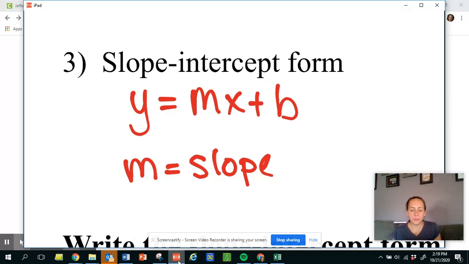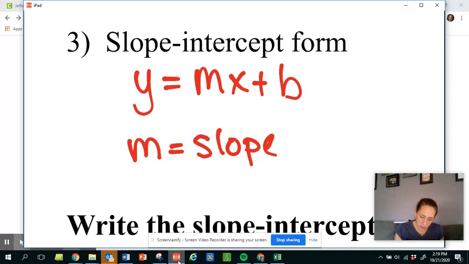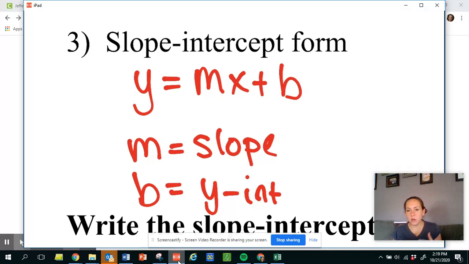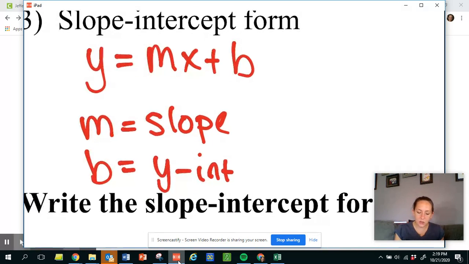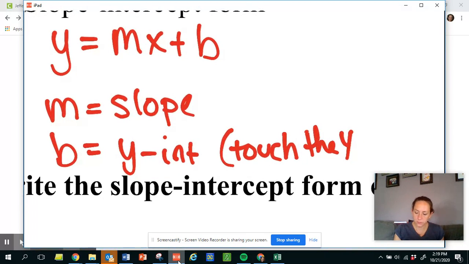It might happen. And b is your y-intercept. So we know that slope is like rise over run. A y-intercept is where the graph is going to touch the y-axis. Okay? So, cool.